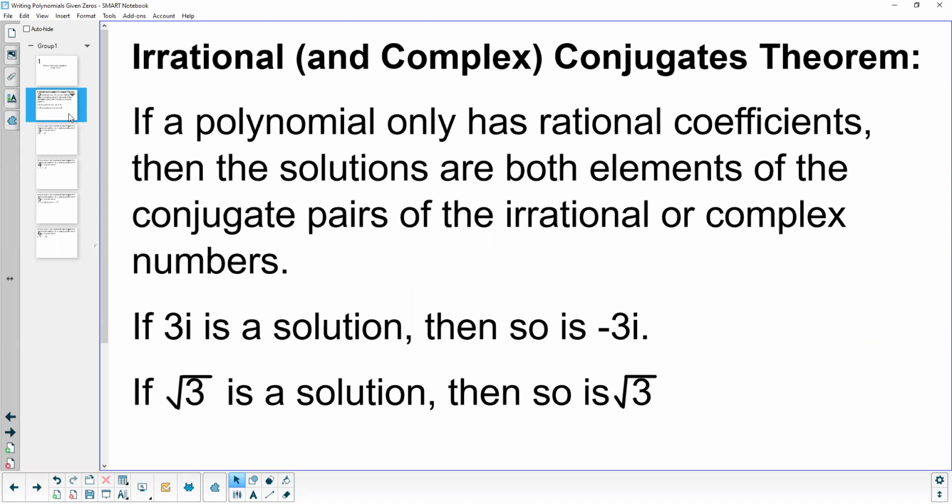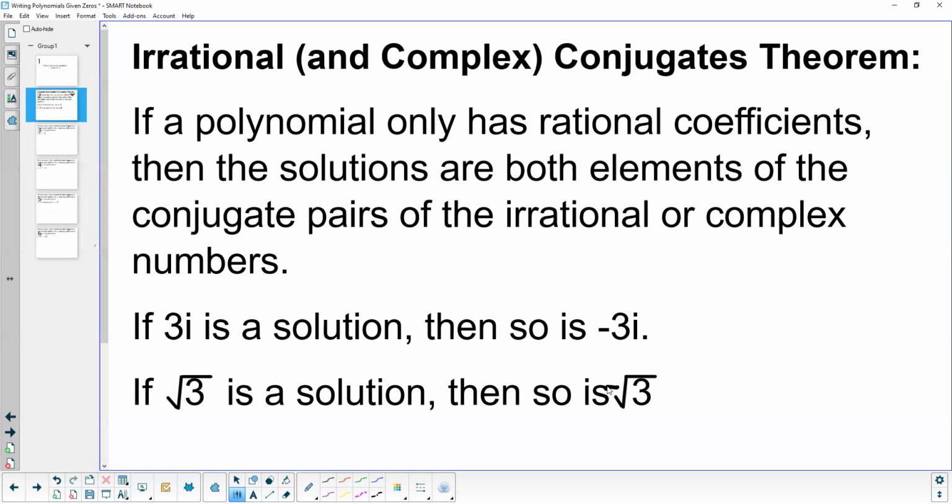or the complex number conjugates theorem both state that if a polynomial has only rational coefficients, then the solutions are both elements of the conjugate pairs of either the irrational or complex numbers. So for example, if 3i is a solution, then so is negative 3i. Similarly, if the square root of 3 is a solution, then so is the negative square root of 3. Oh, we want to make sure we have that there. So is the negative square root of 3. Similarly, if we have anything along those lines, we can always use that conjugate pair there.